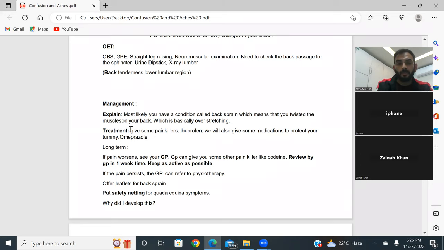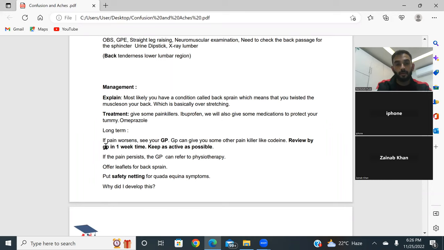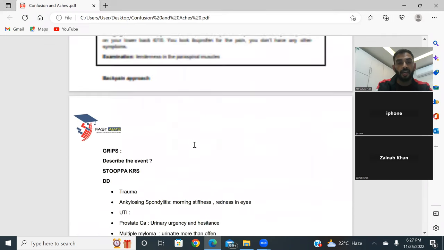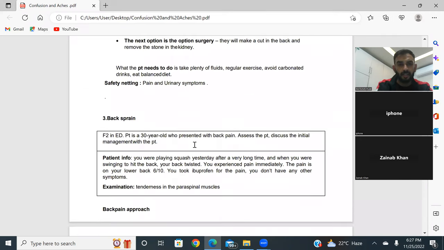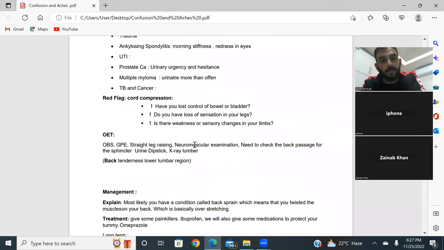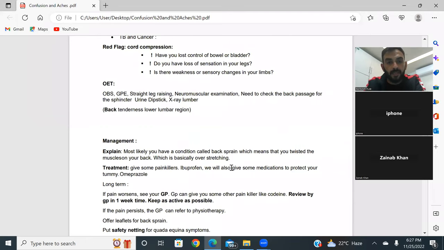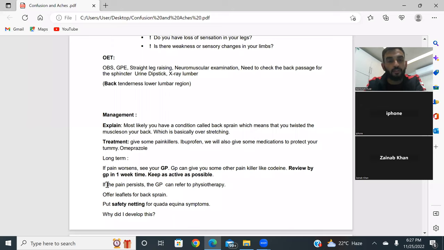Treatment, we will give you painkiller, ibuprofen, and medication protected with omeprazole. If the pain worsens, see your GP. Yeah, it's in the emergency department. If the pain worsens, see your GP. Give some painkiller, review by your GP. Say review your GP after 1 week, not me, because you are in an AME.